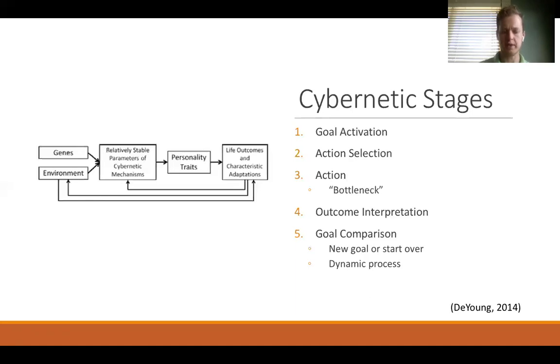And just real quick, just to look over here, this is from the article. Genes and the environment both affect these cybernetic stages, which then affect personality traits, which then have an effect on characteristic adaptations. And then this sends information back to the cybernetic stages, like we just talked about, and also sends it back to the environment. The environment has an impact on the characteristic adaptations, and you can see how dynamic this really is.